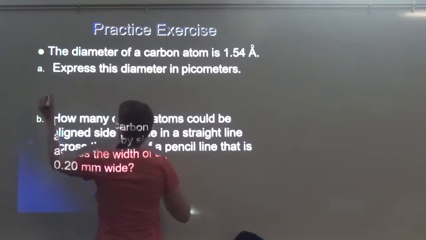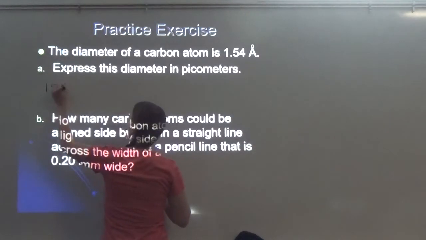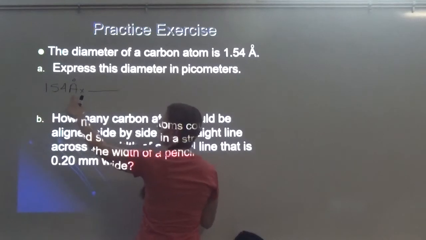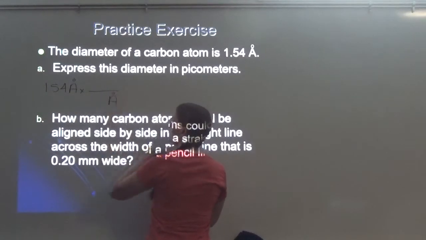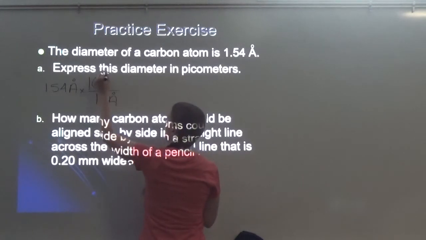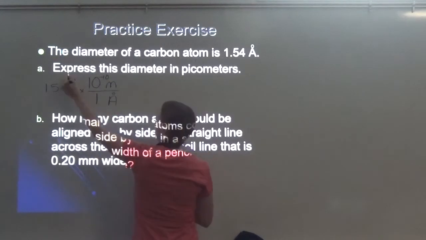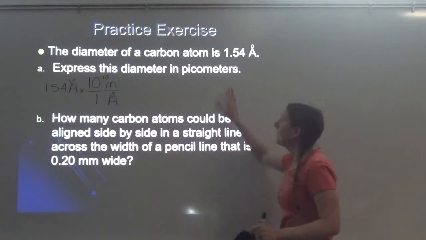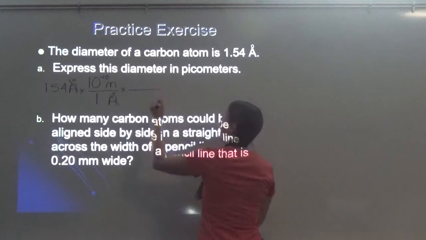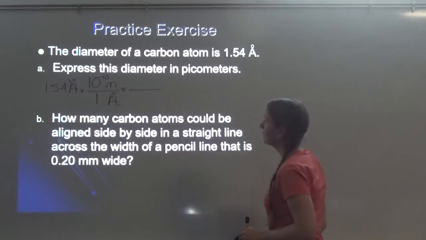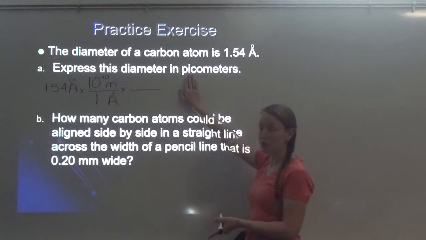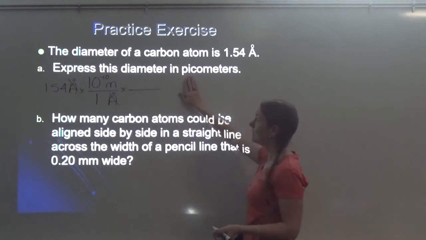So I start with what I know, and that's 1.54 angstrom. And then remember, our golden rule says whatever's on top has to go on bottom. So angstrom's going to go on bottom. So 1 angstrom is 10 to the negative 10 meters. So see, I got to meters, but it asked me for picometers. So I got to go one more step. Picometers is one we haven't really used that often on your prefix sheet. So pico is 10 to the negative 12 if you look at your SI prefixes sheet.